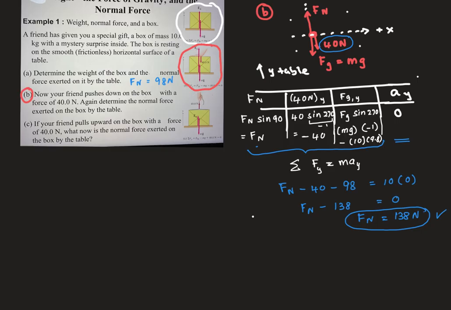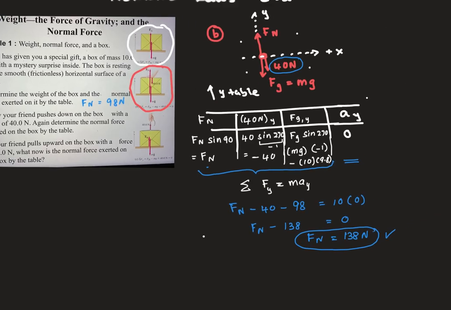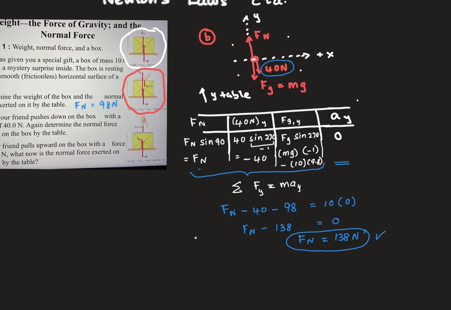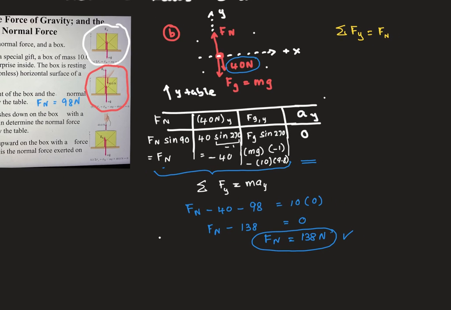One thing that I want to note here is this. We did the table, that is true, the y table, but just by looking at the diagram here, you can simply say the sum of Fy equals, along the y direction we have Fn pointed up, and in the negative direction there is a 40 and another negative mg.